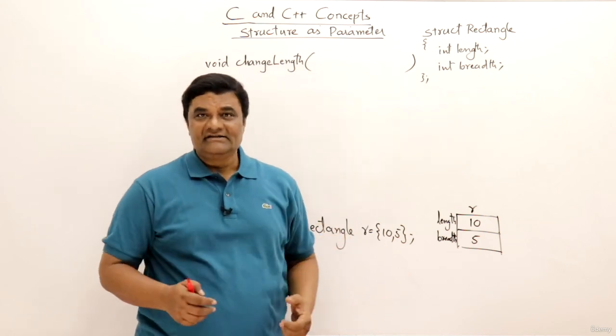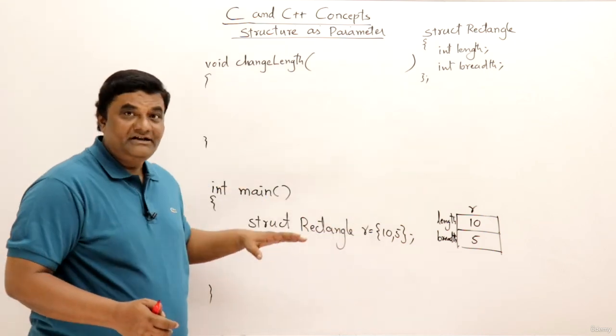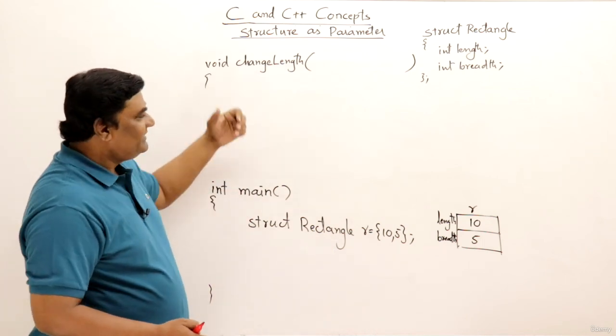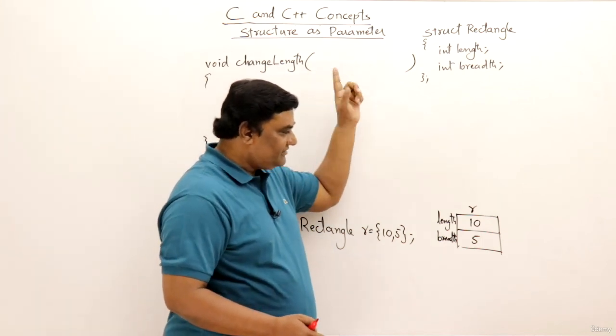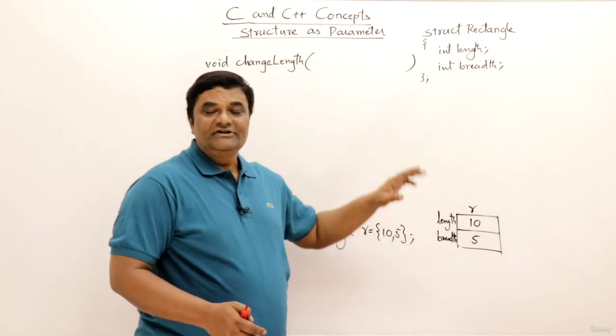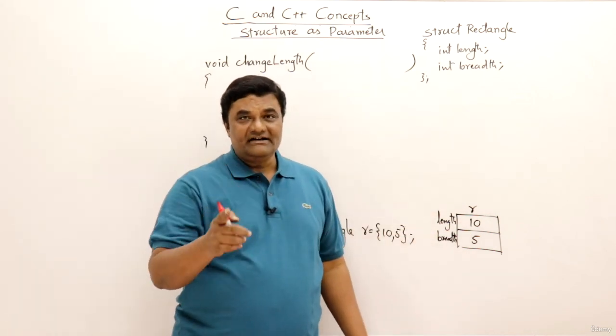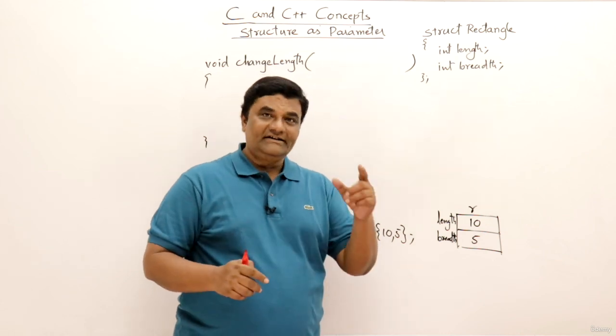So we should imagine like this. The main function can change it, but the main function is not doing it. Another function will do it, so that is the change length function. We want this function to change this length. When you want some function to modify an actual parameter, then it must be call by address or call by reference. So we are learning call by address.